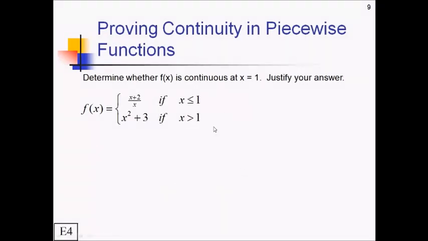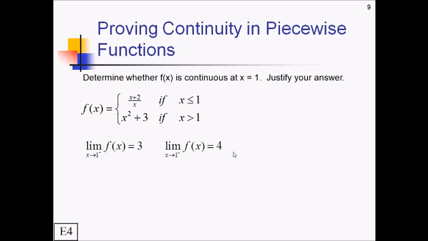Here's another example for you to try out. Figure out whether this function is continuous at x equals 1. All right, so again, we're going to try out the left, right, and function value here. Left-sided limit of f of x as x approaches 1 from the left. Again, we're using this first rule, so that's going to be 1 plus 2 over 1, so that's 3. And now the right-sided limit, we'll be using the second rule here. 1 squared plus 3 gives us 4.